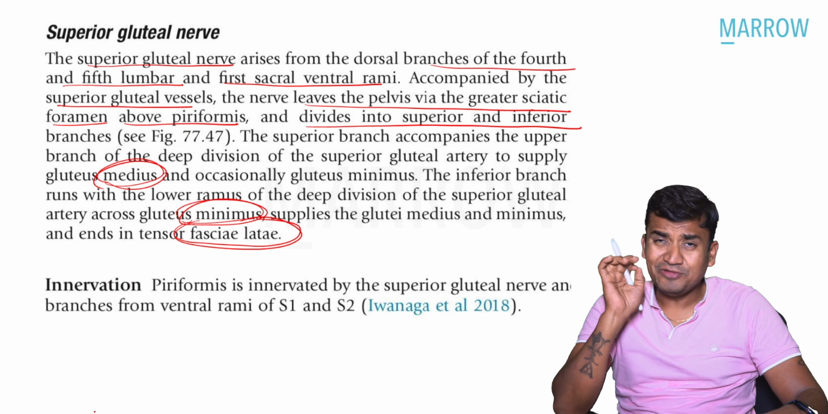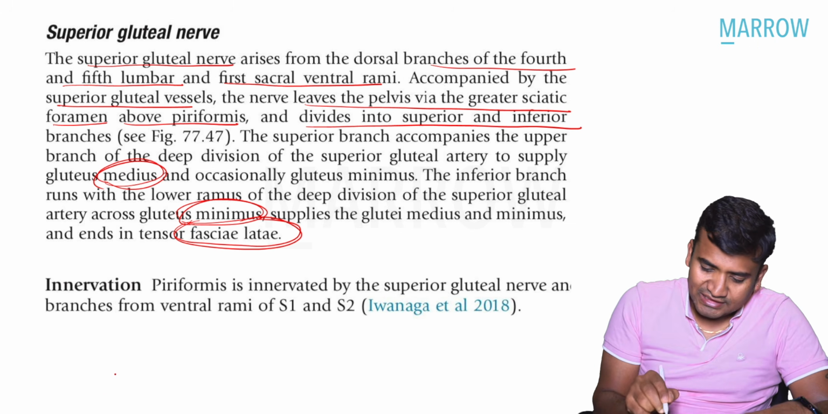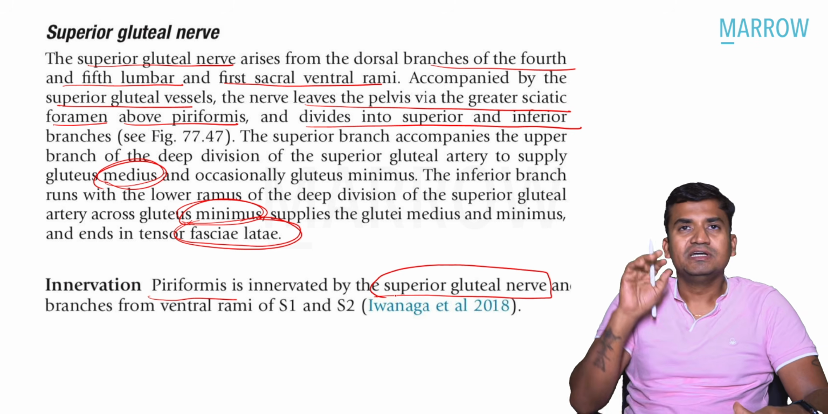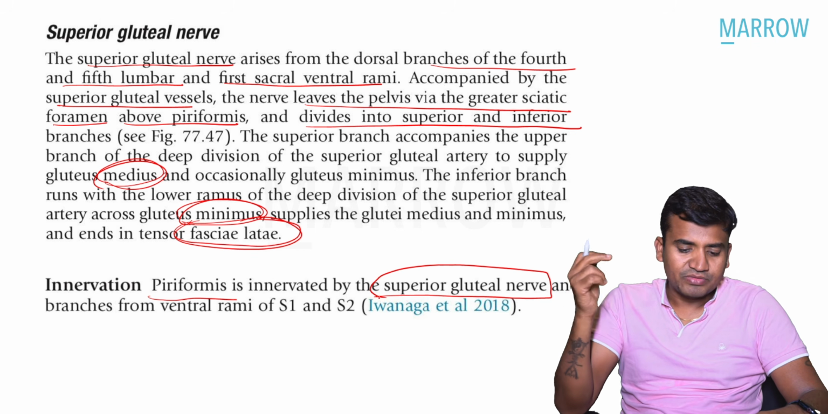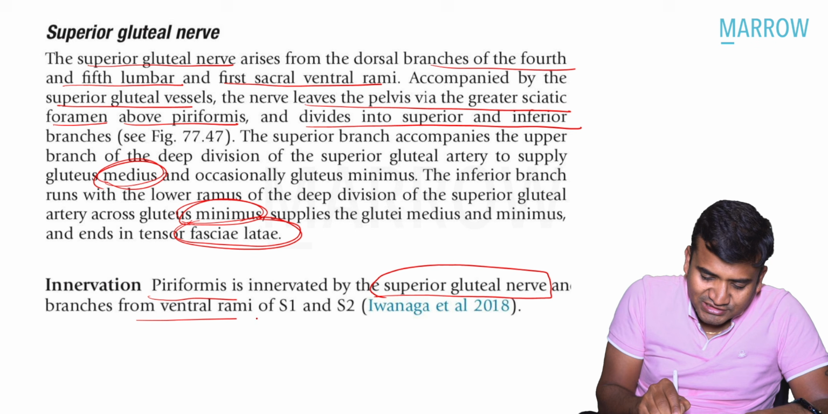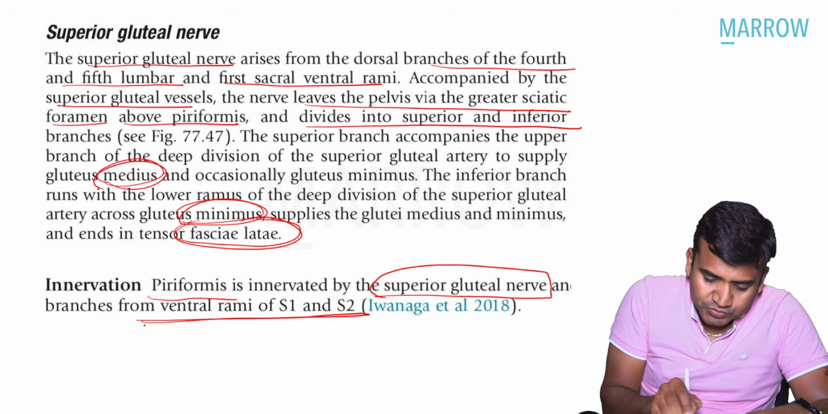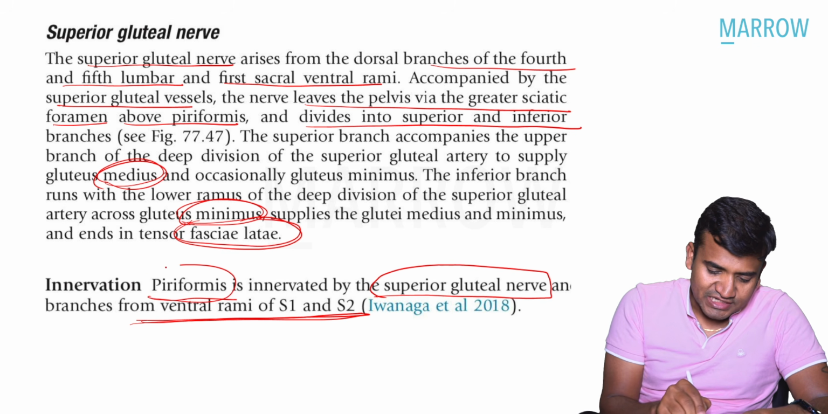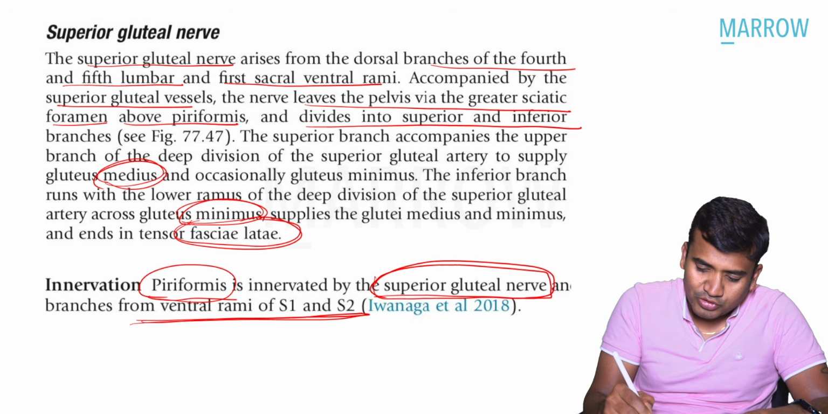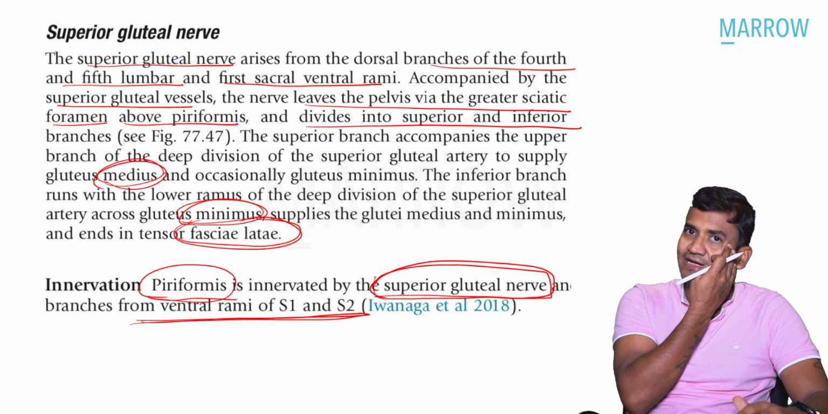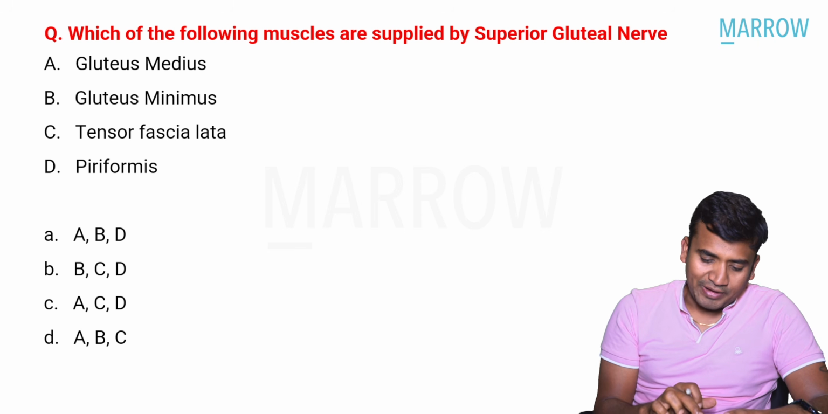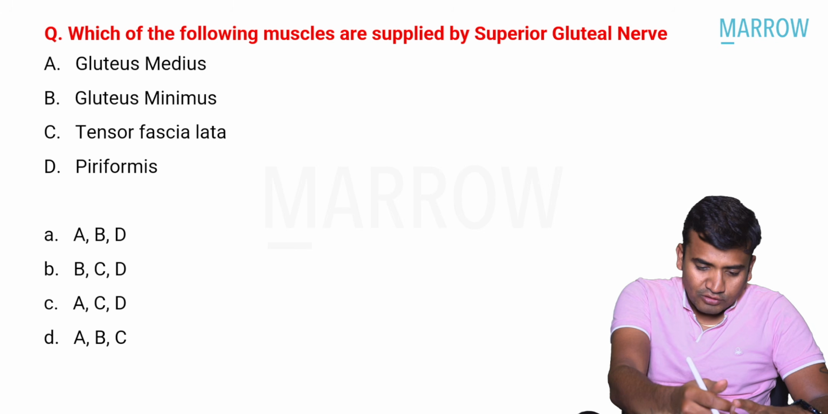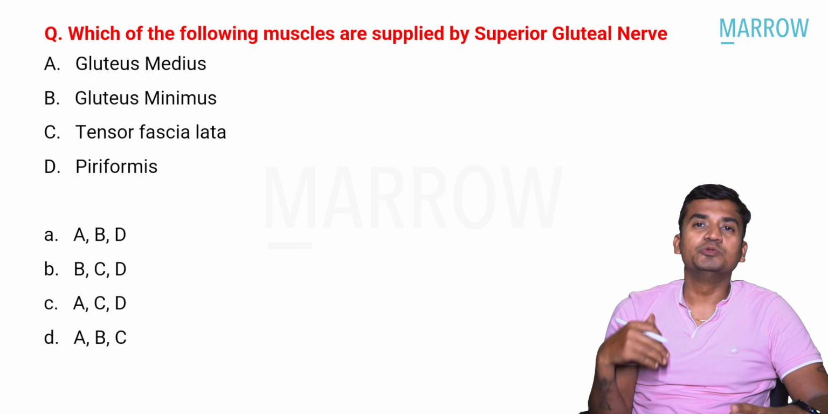Okay. But in the piriformis explanation, they gave this in the recent Gray's Anatomy. In the old edition books, they mention piriformis is supplied by branches from S1, S2. In the recent edition, they have given that piriformis is innervated by our superior gluteal nerve. So piriformis is supplied by our superior gluteal nerve. So all the four muscles are supplied by our superior gluteal nerve.